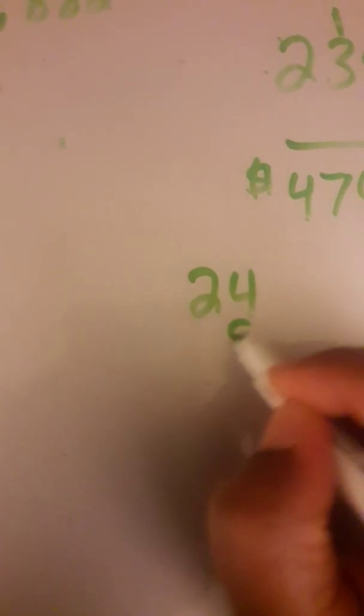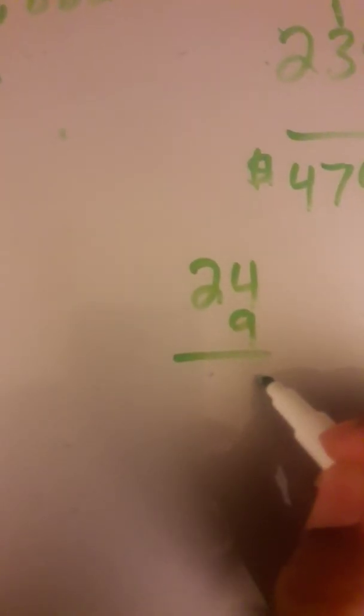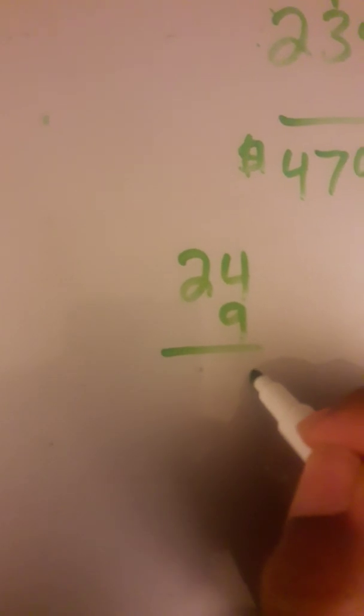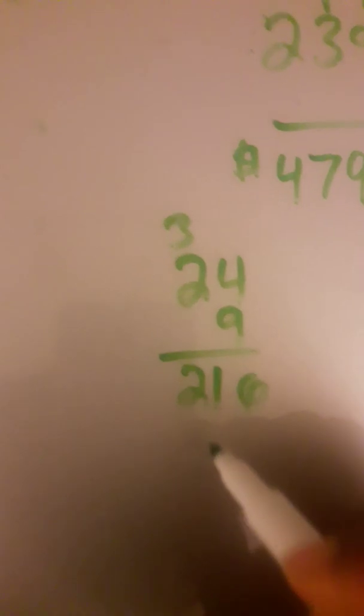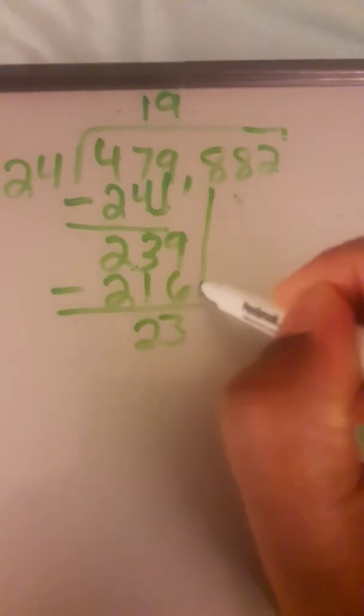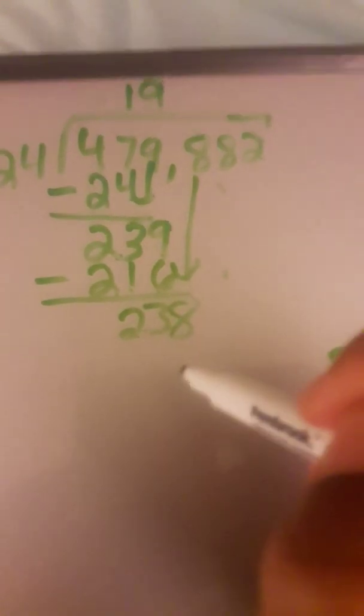2 and 9 times 4 is 36, and we carried that 3, and 2 times 9 is 18, and we have that 3 and we add it to it, and now we have 216. So now we will bring that 216 up here, and then we will bring this down and we will subtract that. So we have 23. And now we take this 8 and we bring down that 238.